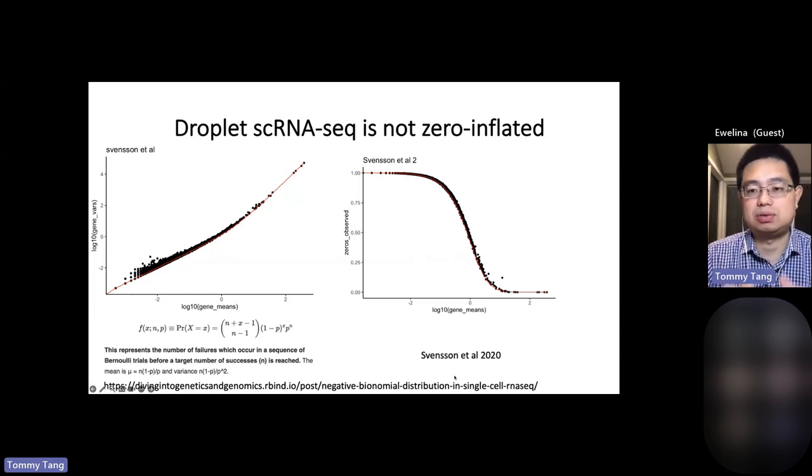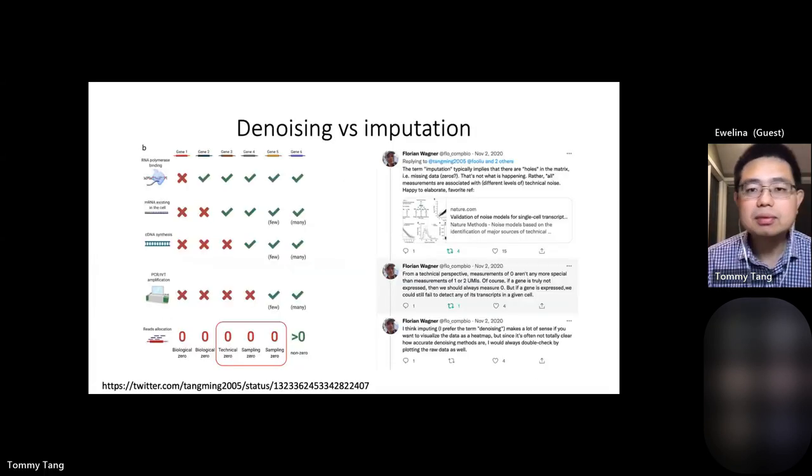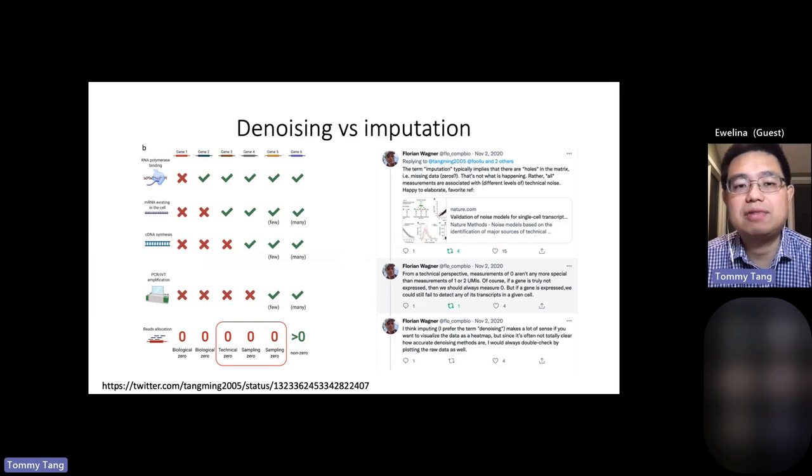I actually have a blog post to reproduce the figures in this paper. So we all know, at least for the droplet-based method, zeros are not inflated, and using a zero-inflated statistical model may not be appropriate. However, imputation of non-biological zeros can be useful to better reveal interesting biology. Florian here argues that we should maybe use denoising rather than imputation, and he said it really well. From a technical perspective, measurements of zeros aren't more special than measurements of one or two, right? But of course, if a gene is truly not expressed, it should be measured as zero.